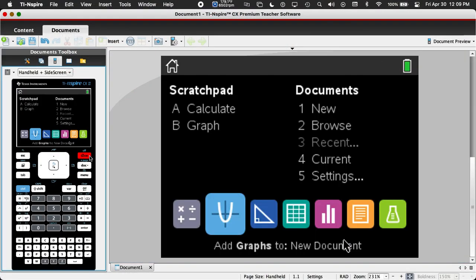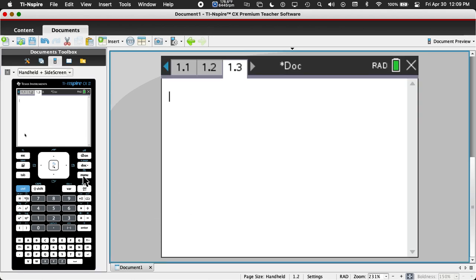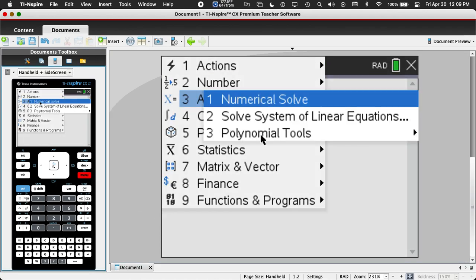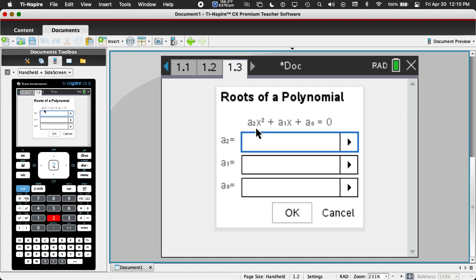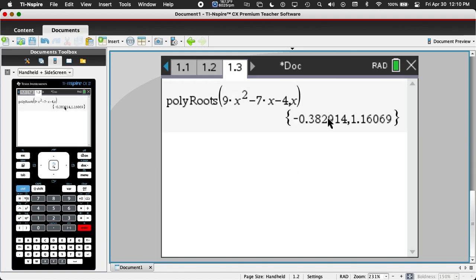However, let's see what that looks like on the calculator instead. So I'm going to go over here and run a polyroot. So 9, negative 7, negative 4. Okay. And look at that. They gave me these really ugly decimals. And I would venture to suspect if we plugged these in, we would get even uglier decimals if we plugged in the full thing.